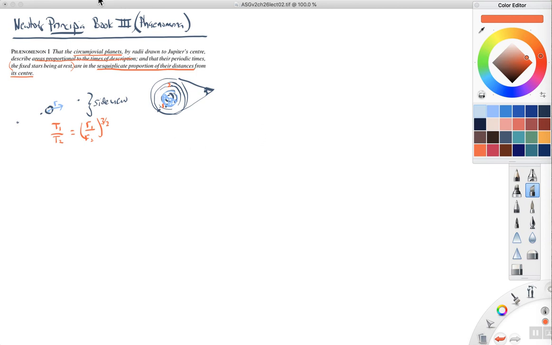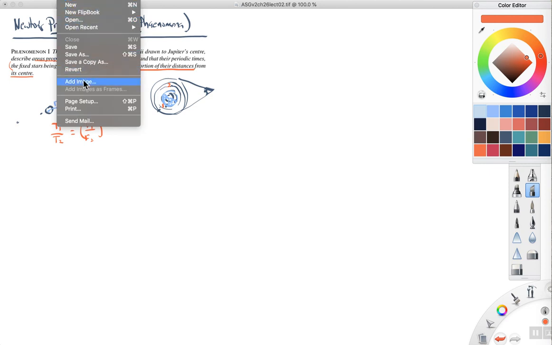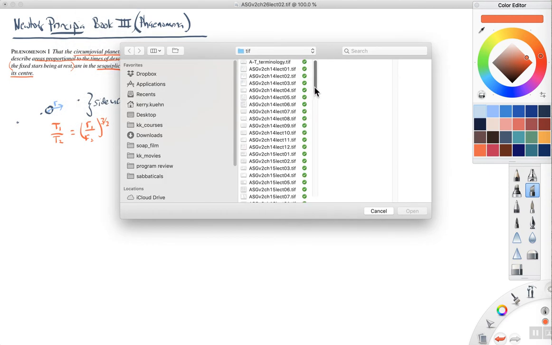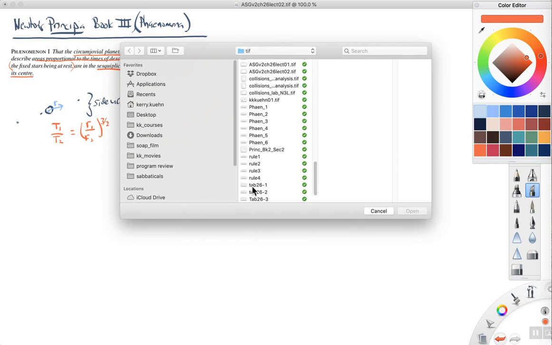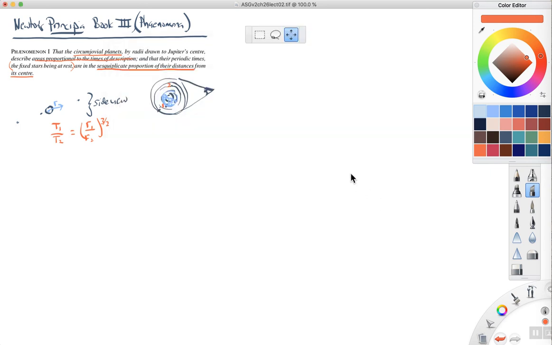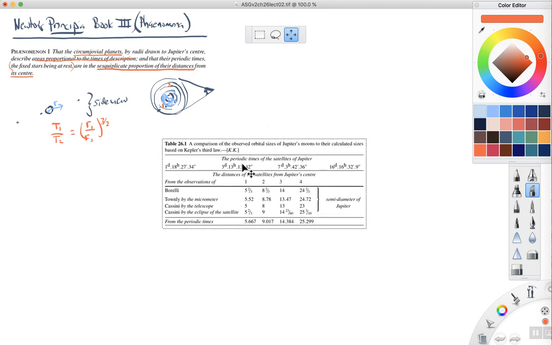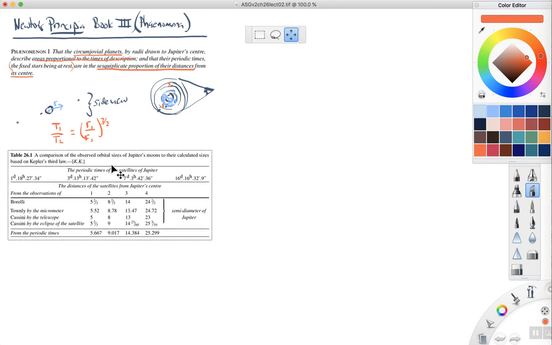Okay? Let's look at the data table. So I'm going to add an image here, and we'll look at a particular data table. This is table 26.1. This is the data table that he presents as evidence of this. Okay, so table 26.1, this is a comparison. This is, by the way, from chapter 26 of A Student's Guide Through the Great Physics Texts. This is data that had been collected up to this point.